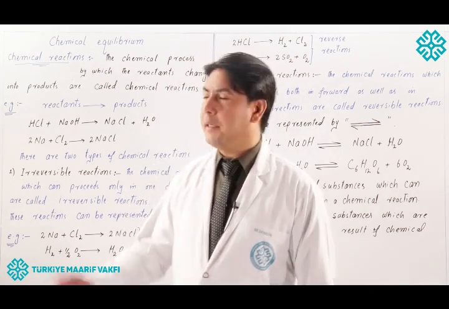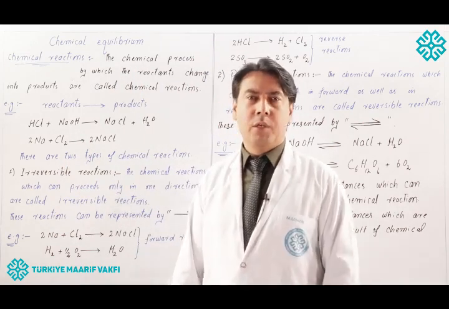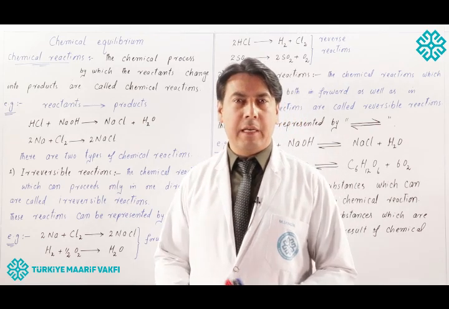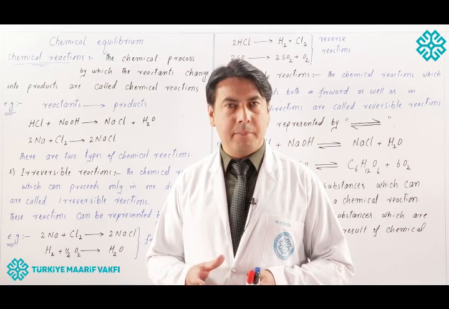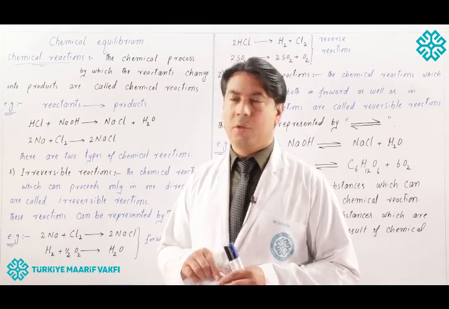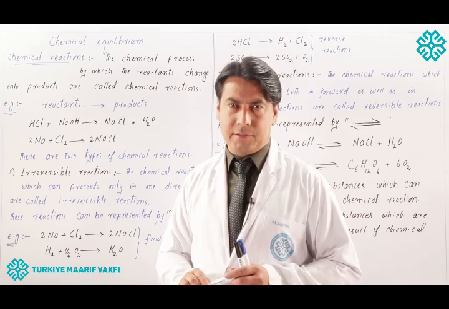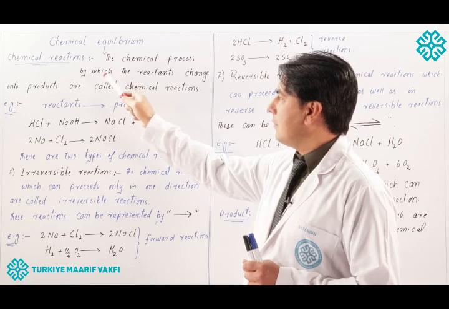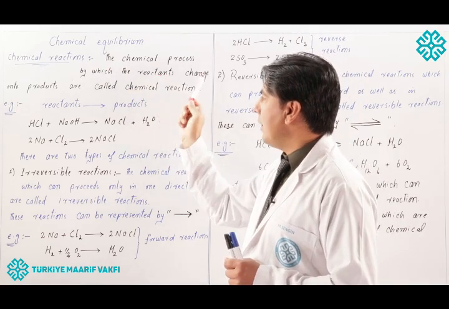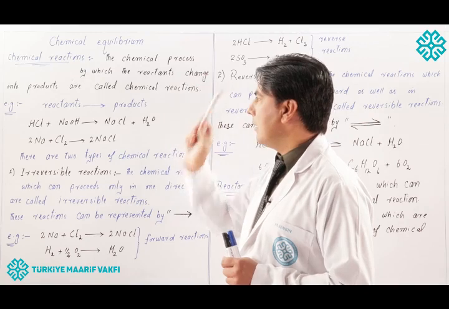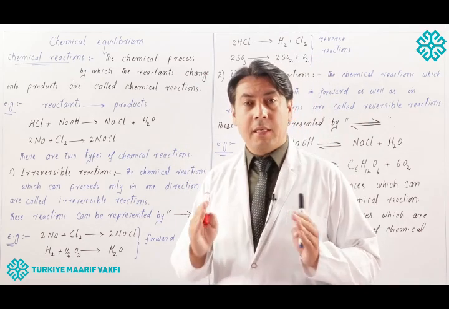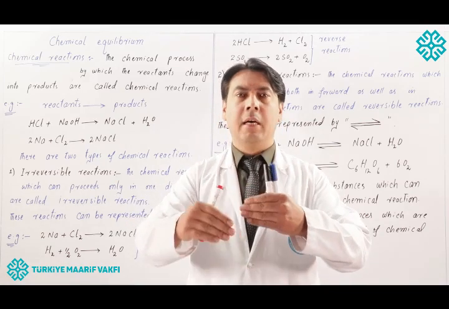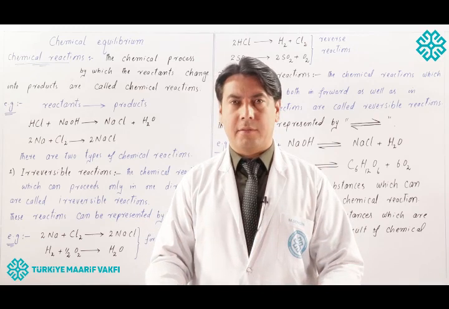Today our chapter is chemical equilibrium. Before starting chemical equilibrium, we will explain chemical reactions and the types of chemical reactions. So what are chemical reactions? A chemical reaction can be defined as the chemical process by which the reactants change into products. Chemical reactions are chemical processes in which the reactants change into products.